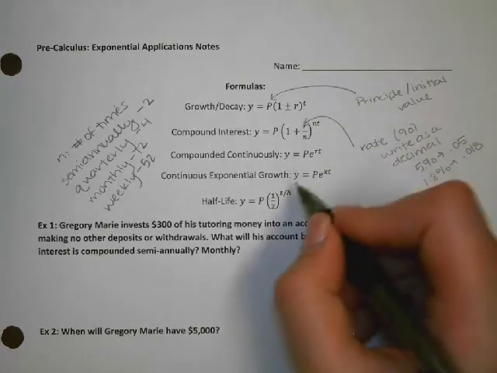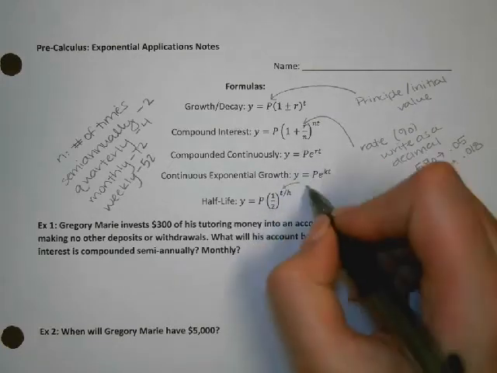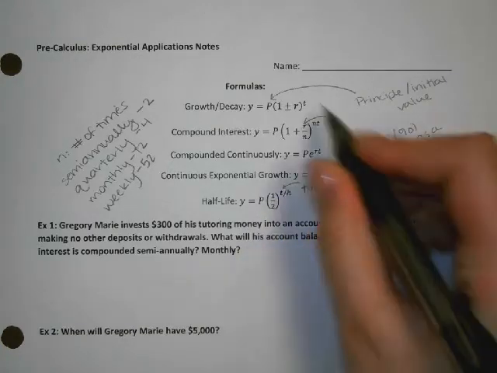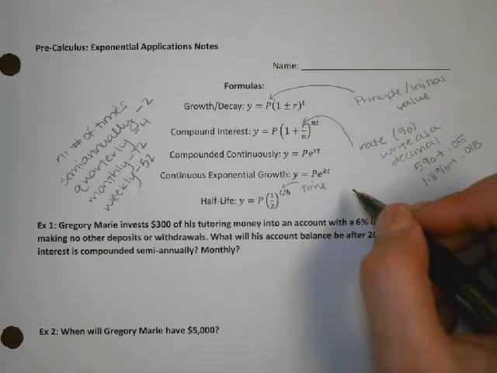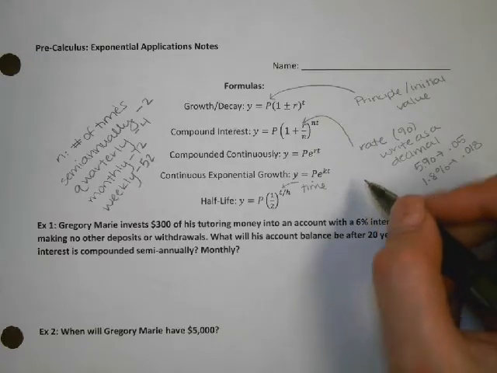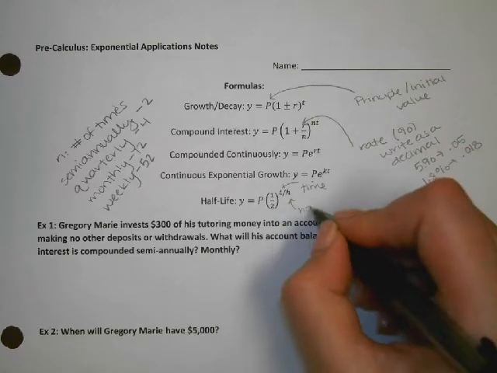And then for half-life, t is the amount of time, and actually t in all of these is the amount of time. Typically it's in years, but if the context of the problem says days or months or weeks, then that's what they're talking about. And then h is how long a half-life is.